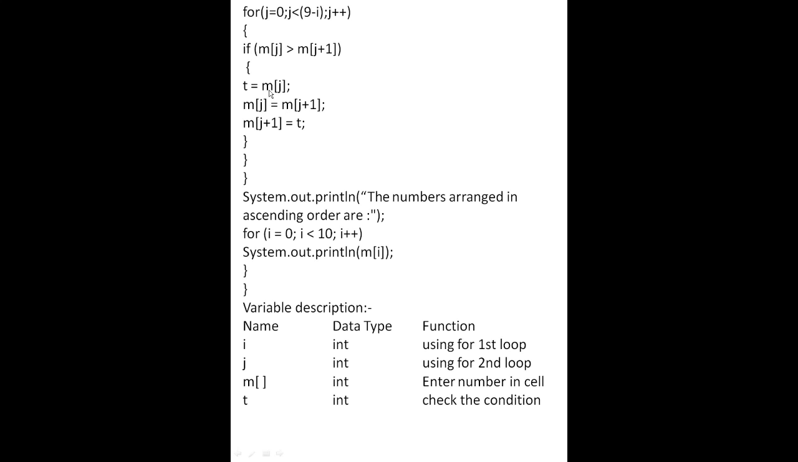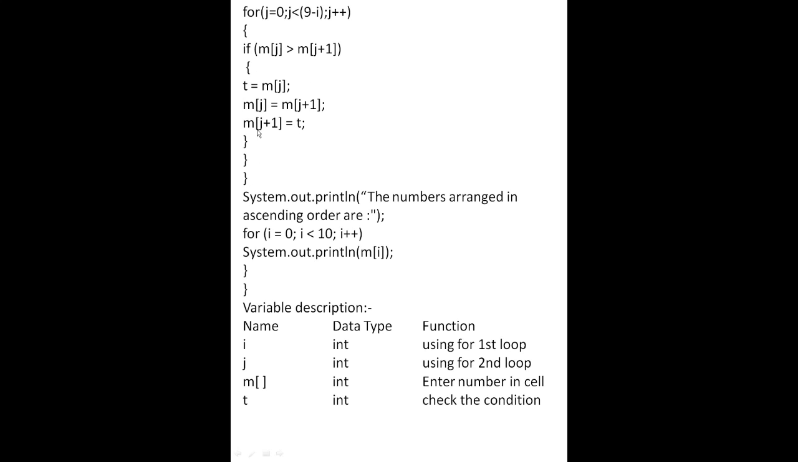If both are equal, t is equal to mj and mj is equal to mj plus 1, so that mj plus 1 is equal to t. These are the conditions to arrange the numbers in ascending order by the technique of bubble sort. This is the condition which will be followed for bubble sort.